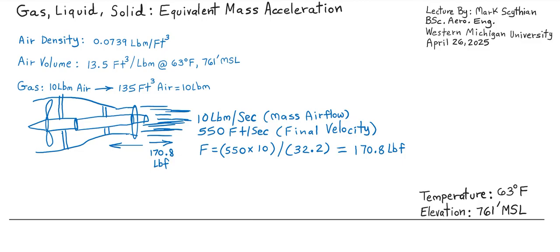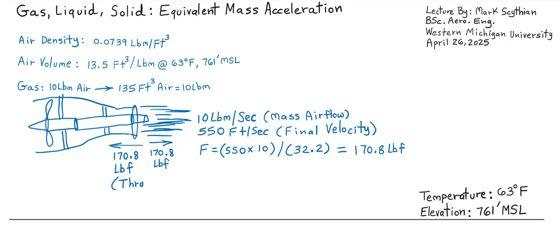Thus, a reactive force in the opposite direction called thrust takes place. So that's Newton's third law of motion, taken from the forces mass times acceleration equation in Newton's second law of motion. So we have proven that 10 pounds of mass air, or 135 cubic feet of air at an air temperature of 63 degrees Fahrenheit at an elevation of 761 feet above mean sea level, will yield 170.8 pounds of thrust.